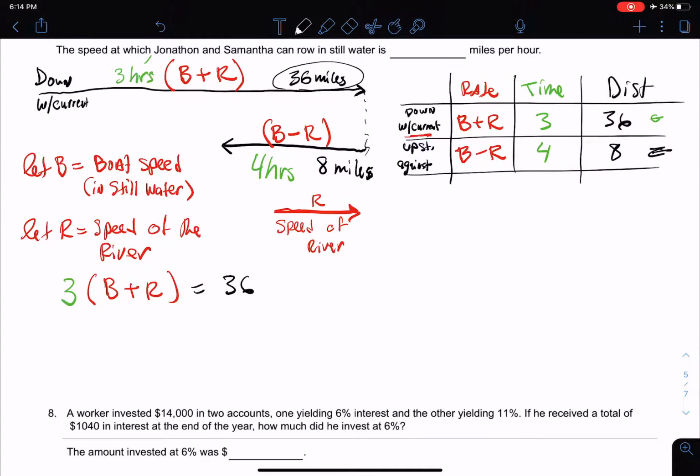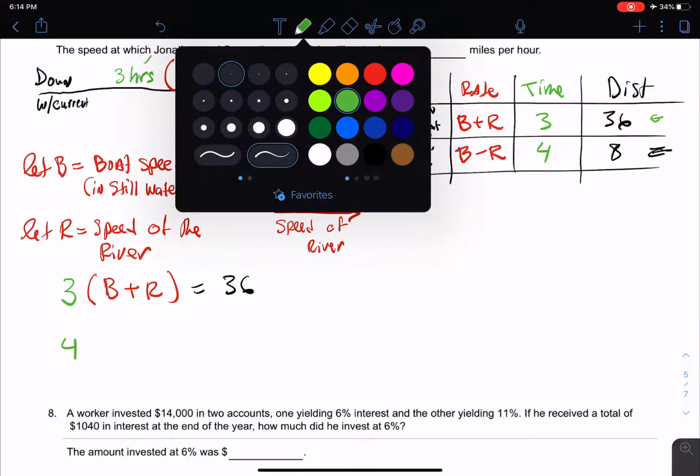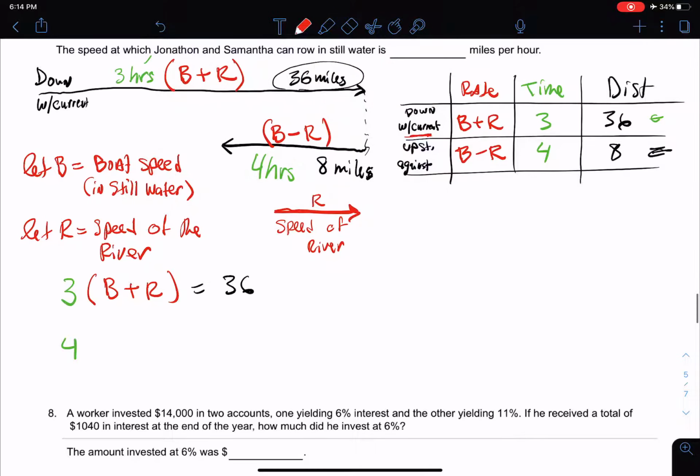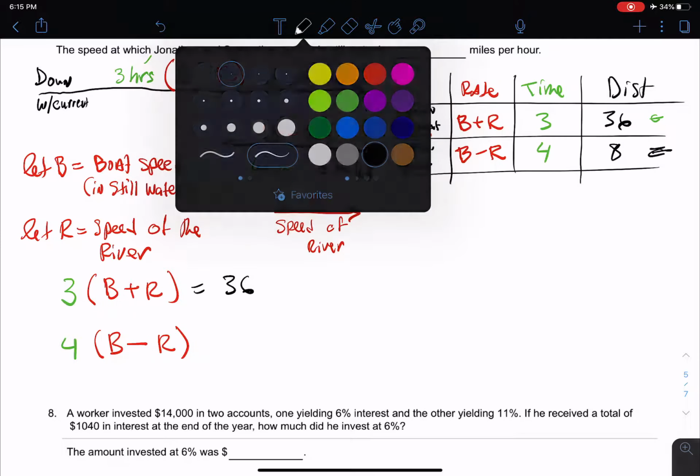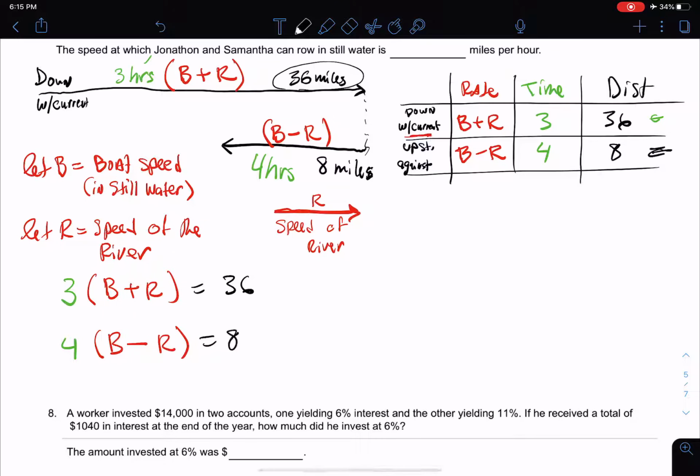And then how about the second one? Let's get our second equation. They went for 4 hours. And of course, in this case, they're going against the current, so it's boat speed minus the river's current. And how far did they go? Not very far. They only went 8 miles. So this is the actual system of equations.